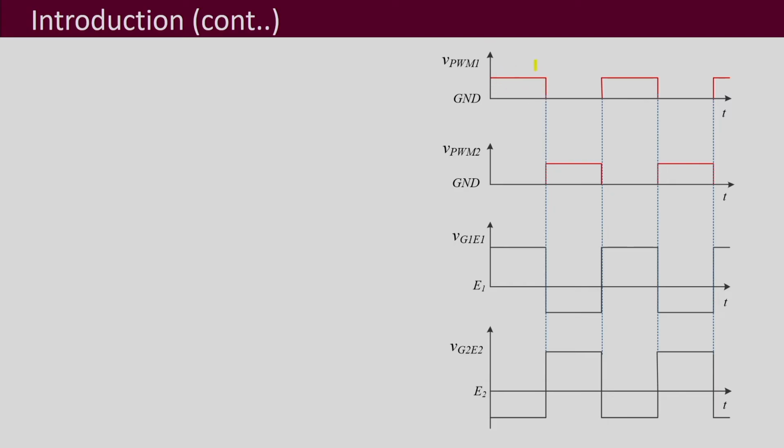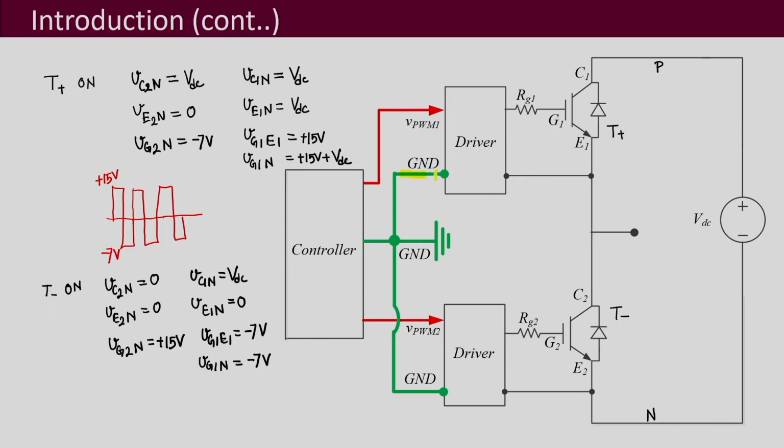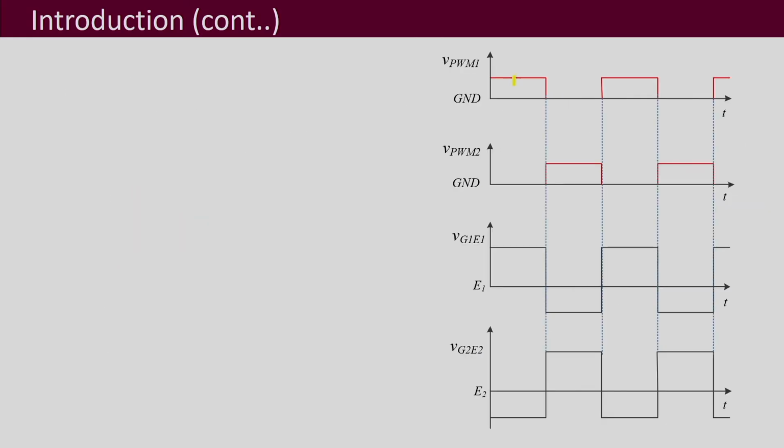So, VPWM1, these are with respect to your ground. So, that means with respect to this ground, VPWM1 and VPWM2. So, that is, let us say, equal to 3.3 volt or 5 volt, whatever small voltage it is giving, and this is 0. And similarly, VPWM2 will also be like that with respect to the same reference, which we have denoted as ground.